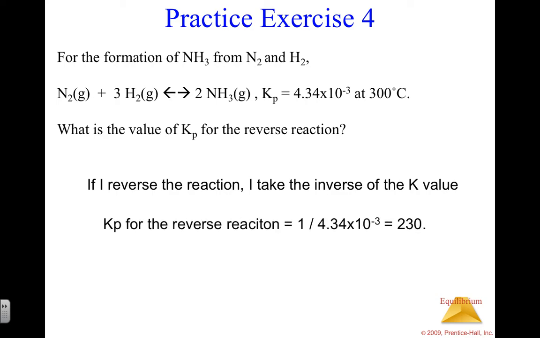So Kp for the reverse reaction is then 1 divided by 4.34 e negative 3, which equals 230. And that dot is really just a lazy way of saying this is 3 significant figures. If I don't include the decimal, that 0 is ambiguous. You could have also written 2.30 times 10 to the positive 2. So again, reverse the reaction, inverse, make sure you get this number in your calculator.